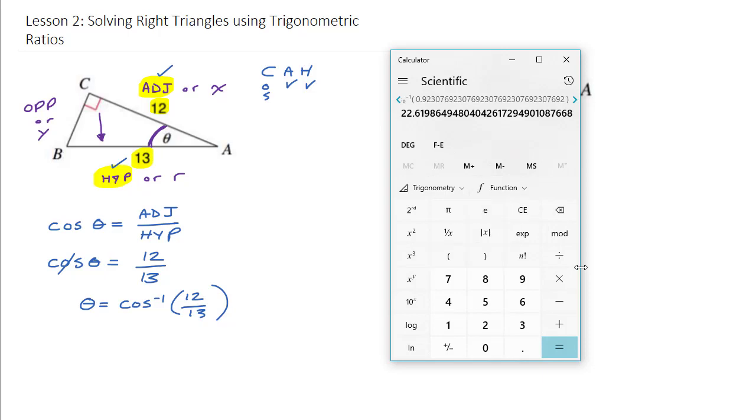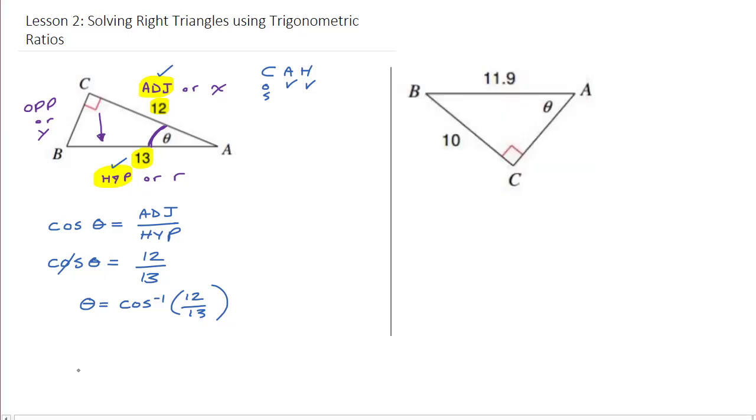So let's just round everything to approximately 1 decimal place. All right, so theta is equal to approximately 22.6 degrees. There's my angle. All right, let's just try some more. I'm going to walk us through a bunch, hopefully reminding you. There's also some good examples in the textbook you can read. So let's check out the next one.